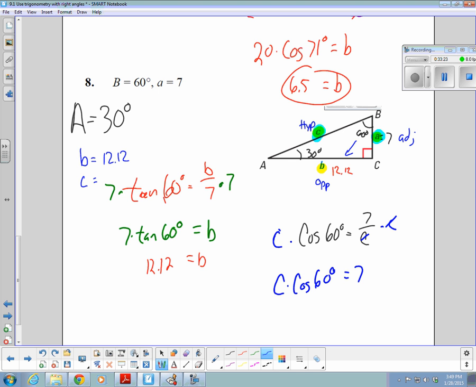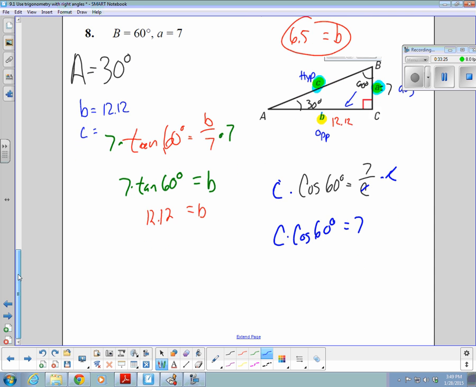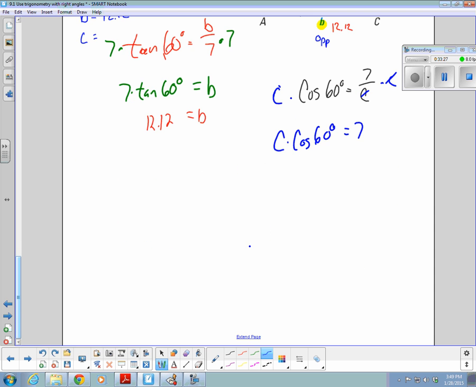All right, so I want to get c by itself. How do I get c by itself? There's only one way of doing that. Divide by cosine of 60 on both sides, because I got to balance it. Yes, I must balance it. Okay, so they cancel. Now I'm left with c is equal to 7 over cosine 60 degrees.